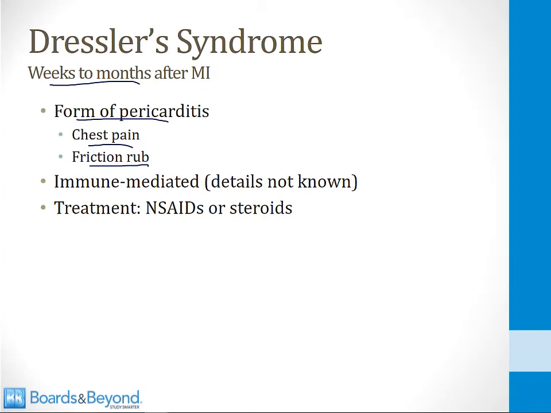Also, just like other forms of pericarditis, this is an immune-mediated phenomenon, although the details are not known. Something about the ischemia triggers an immune reaction against the pericardium in a subset of patients, and that immune reaction takes several weeks or months to develop. And the treatment is the same as for other forms of pericarditis. It's with nonsteroidal anti-inflammatory drugs or steroids or the medication colchicine.